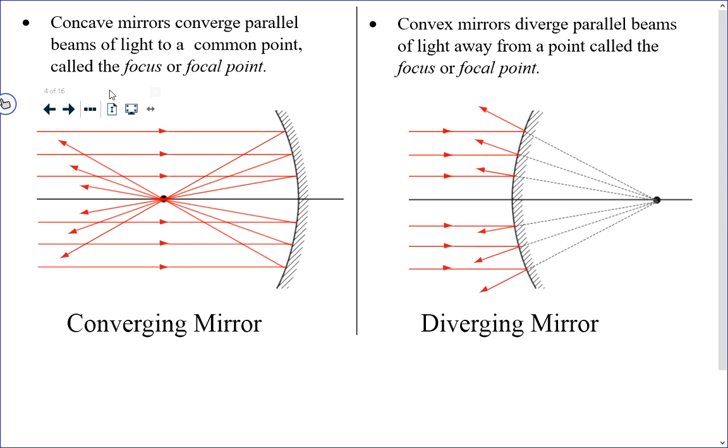So the mirror on the left has a focus where the light reflects to, and that focus is called a real focus or a real focal point. The mirror on the right has a focus that the parallel beams of light reflect away from. And that focus is called a virtual focus or a virtual focal point. And we'll see those words real and virtual again in a minute.